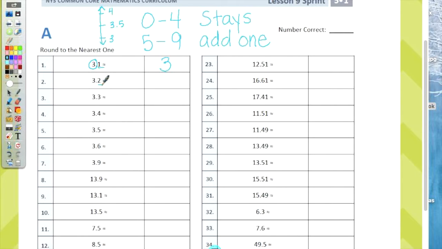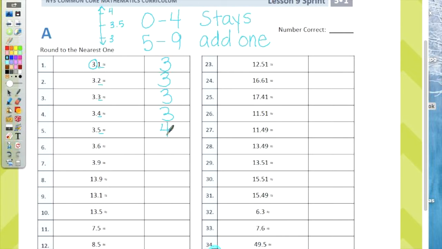So the 3 stays the same. What if I underline a 3? It would still be 3. Stays the same. Good. What if I underline a 4? Same. Stays the same. What about a 5? Add 1. 4. Add 1.